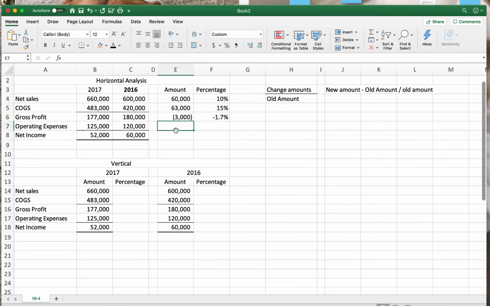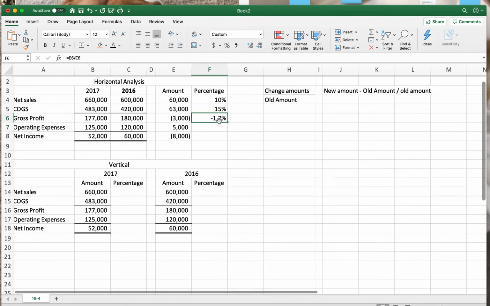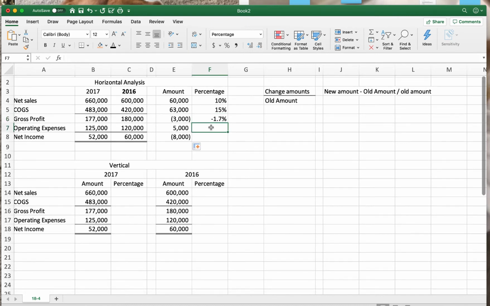Now, let me show you a way to make this a heck of a lot easier. We can use Excel, right? We told cell E6, I want you to take whatever's in B6 and subtract it from whatever's in C6. If we just get our little crosshairs and click and drag down, it already does the math for us, okay? We could do the same thing to figure out the percentage change.